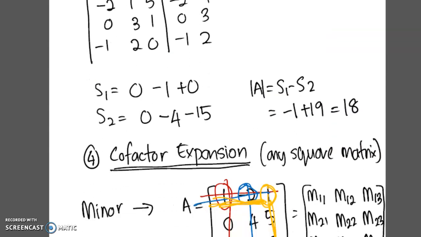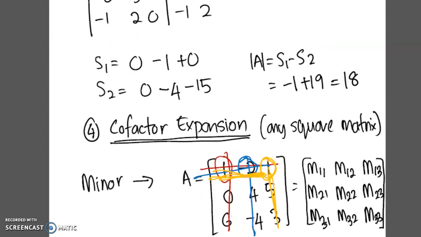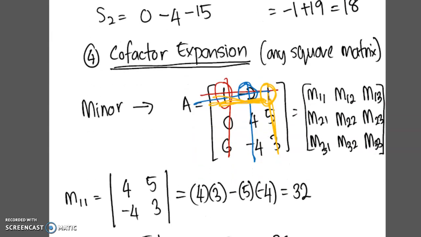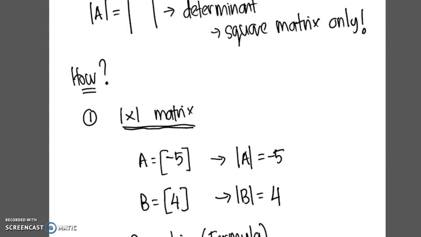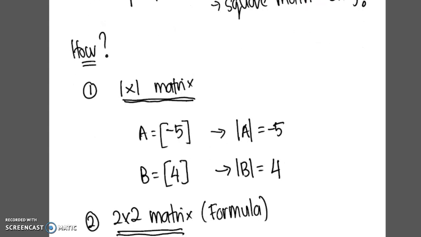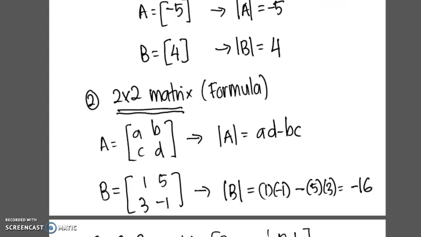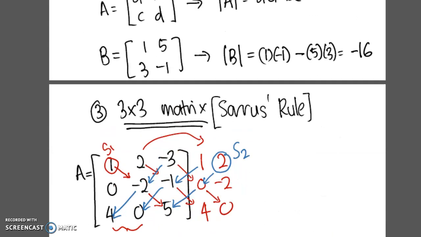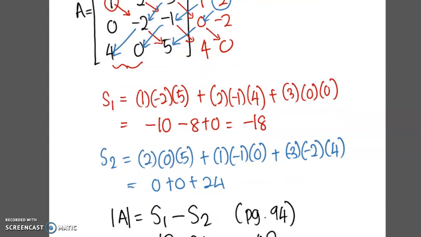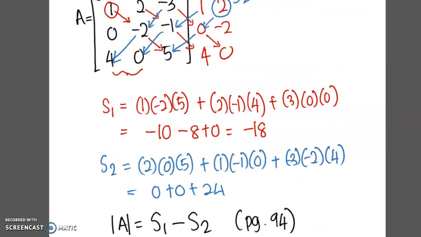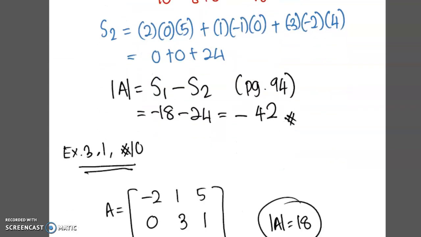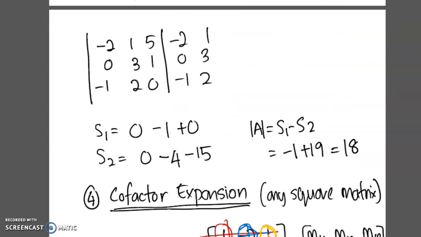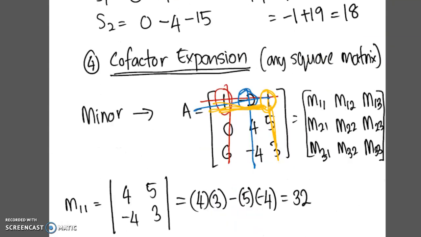The next method, which is a bit longer, is cofactor expansion. Cofactor expansion is applicable for any square matrix. If you look at what we did earlier: for a 1 times 1 matrix, you just take the element. For a 2 times 2 matrix, just find AD minus BC. For a 3 times 3 matrix, you can use Sarrus' Rule. However, it is limited. If the matrix is 4 times 4 or larger, you cannot apply that method. So the general method is cofactor expansion, which works for any square matrix, 3x3, 4x4, 5x5.